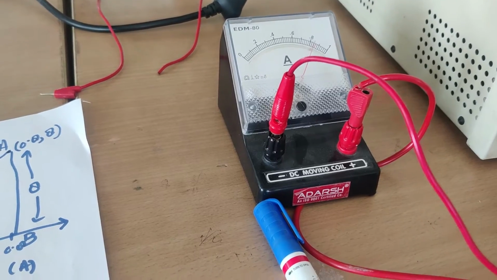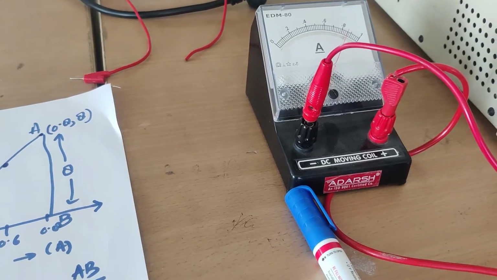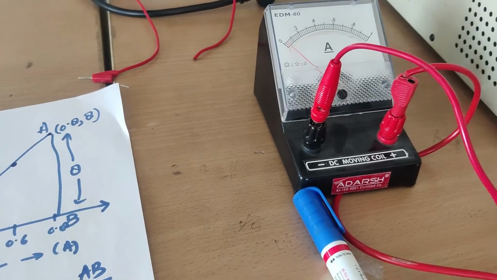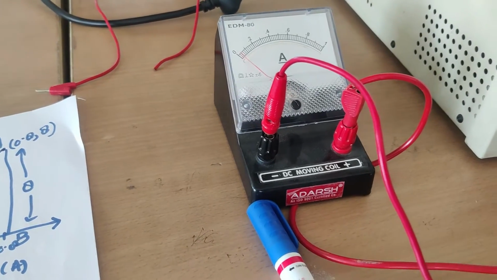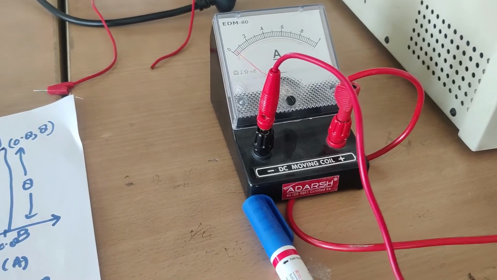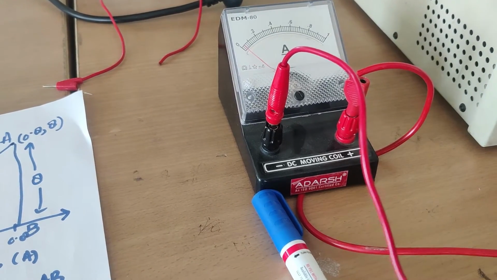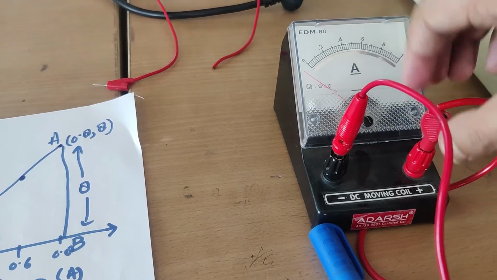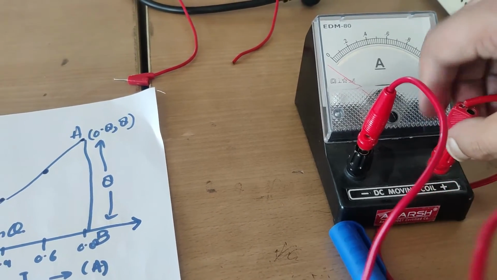Now I will interchange the terminals. I have given positive and negative already; I will interchange them, and you can see the current will go in the other direction, the negative direction. So this way we are proving that this is a bidirectional device.